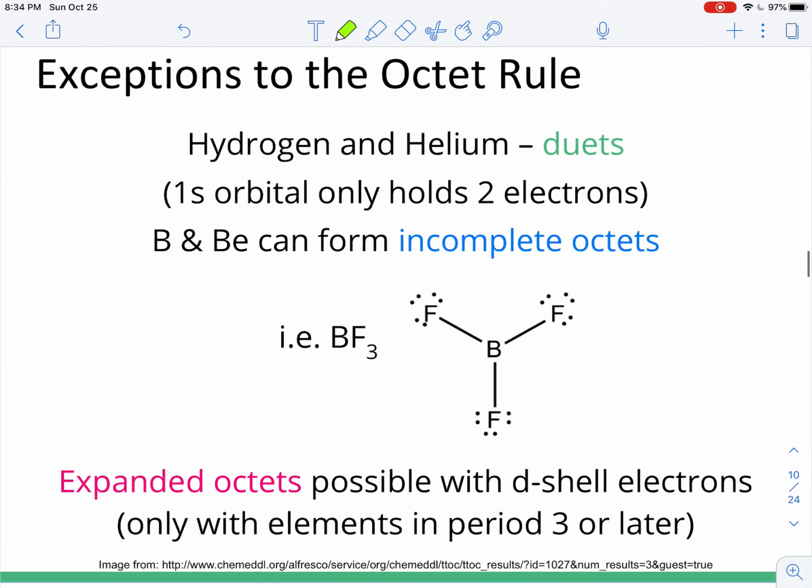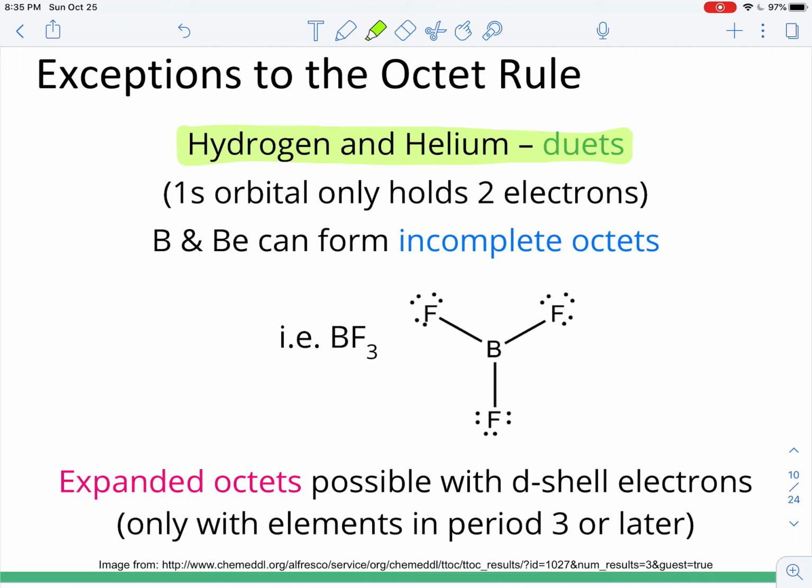All right, so again, there are some exceptions to the octet rule, and we've already mentioned the first one. Hydrogen and helium are okay with a duet, so they do not want more than those 2 electrons. They can't hold them. If you think about their configurations, hydrogen is 1s1 and helium is 1s2. The 1s orbital can only hold 2 electrons.